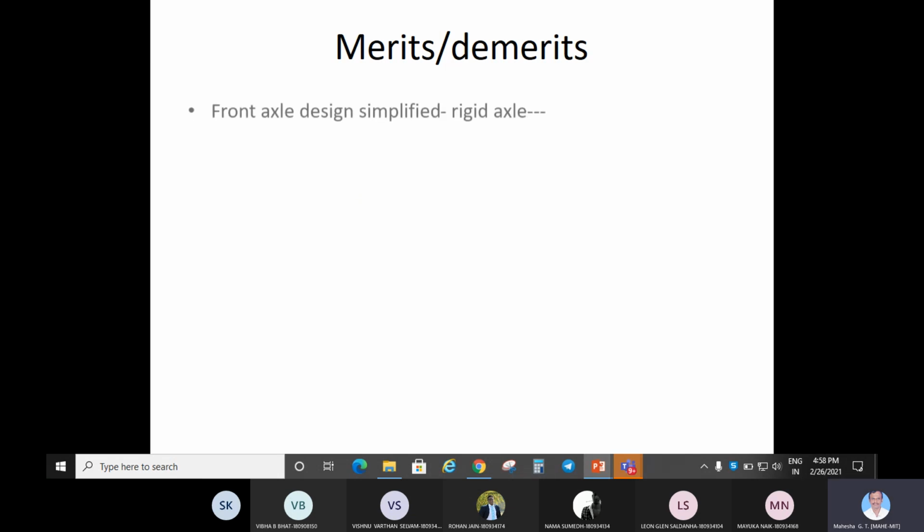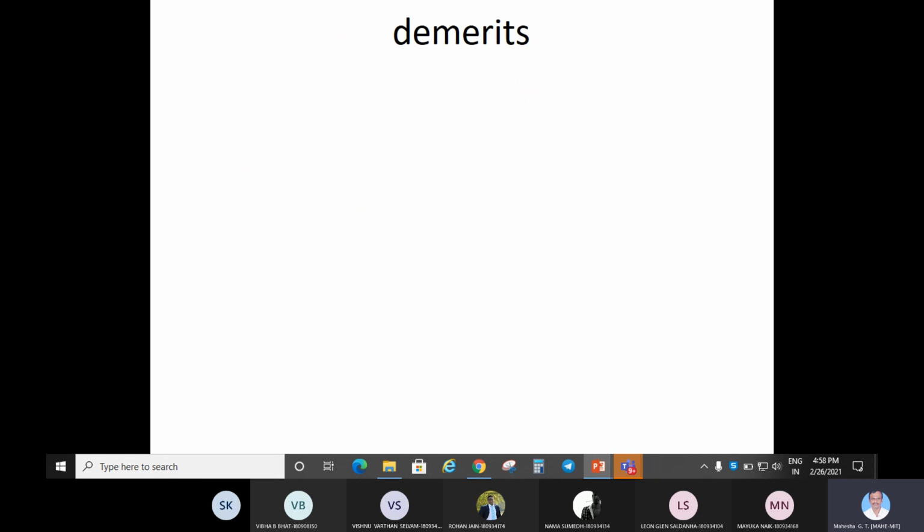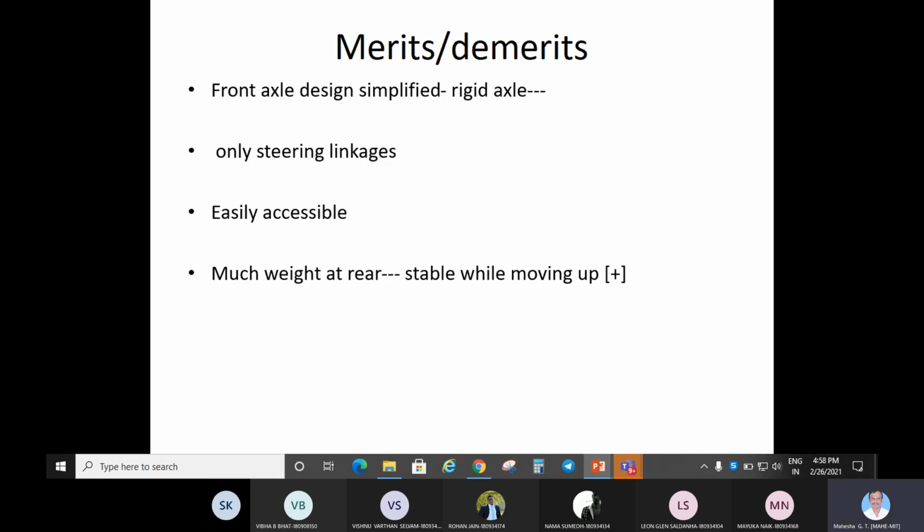So these are self-explanatory, some advantages and disadvantages of such types of drives against front wheel drives. The first advantages against front wheel drive are all these. Front axle design is simplified because only the steering system is provided there, no driving system. Ample space is available, so accessibility is easier. Even maintenance and overhauling are very easy. Only steering will be provided, easily accessible.